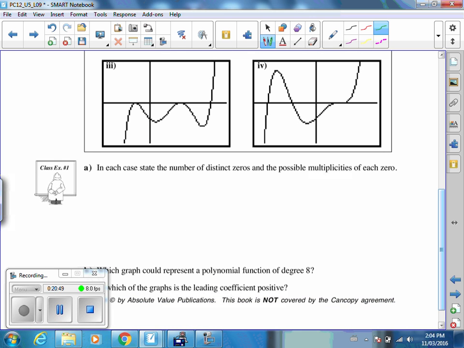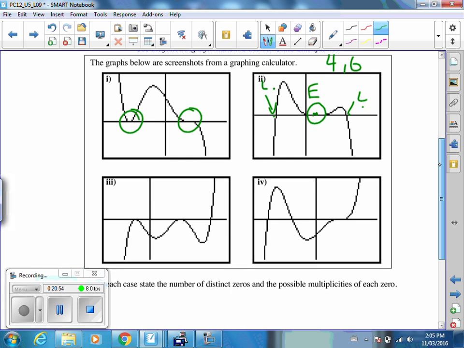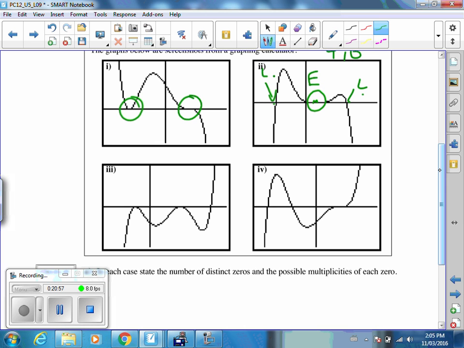In each case, state the number of distinct zeros and the possible multiplicities. So if we were going to do this one, it has 2 distinct zeros. 1, 2. 2 unique zeros is another word for that instead of distinct.